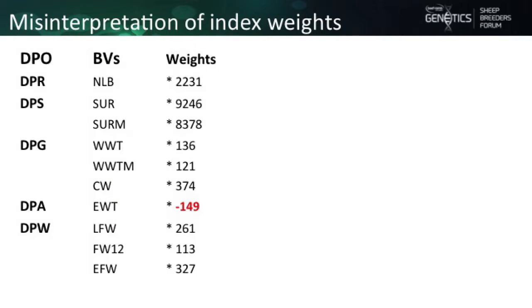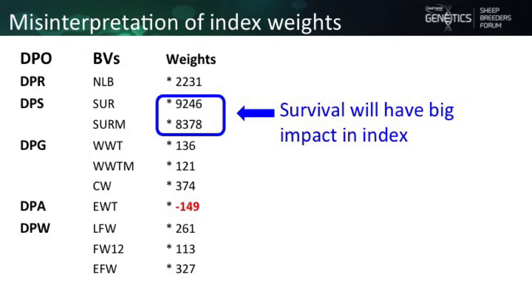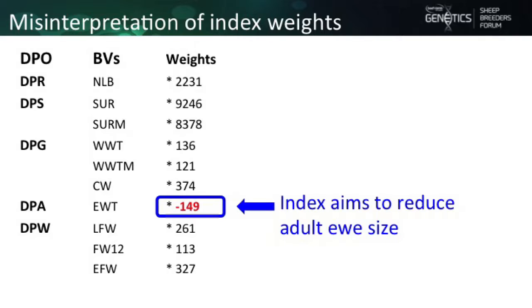So if we go back to those index weights I talked about, I'm getting ahead of myself, I apologise. Some people will interpret that, if they see this on a report, that survival has a massive impact in the index. For those of you who know the system, it doesn't, because the breeding values are very small. 0.0 something is multiplied by that. They might say this particular thing tells us that the index is going to reduce ewe size. That isn't our intention, and if it looks like it might be, we need to review what those weights are.